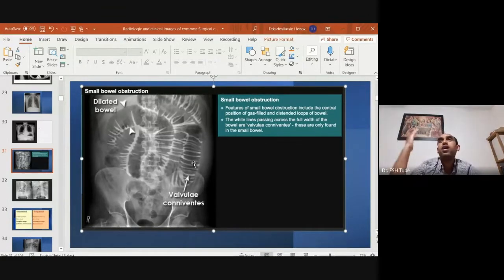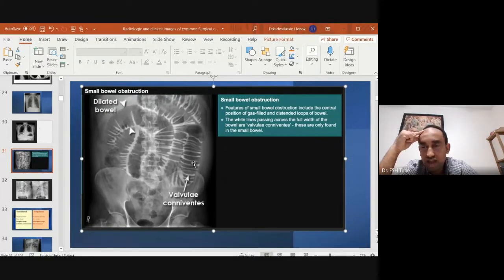You can say, I believe this is a small bowel obstruction because I see centrally located dilated small bowel loops with a characteristic valvulae conniventes, which are transverse white lines traversing the entire diameter of the small bowel. So if you answer this, I wouldn't hesitate to give you 100%.